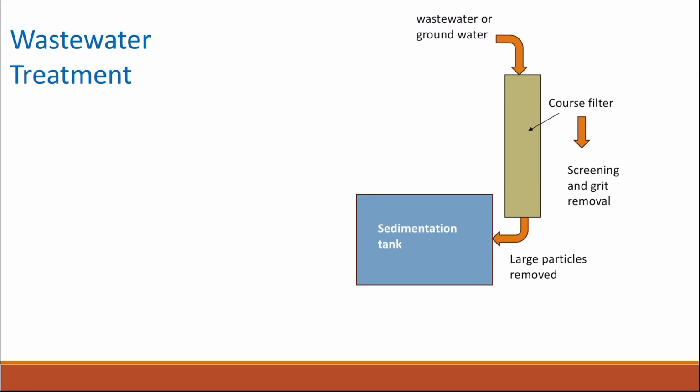Sedimentation allows the small particles to precipitate, and we then have the sediment, which is the part that precipitates and contains the small particles, and we have the effluent, which is the top part. Each part will be treated differently.